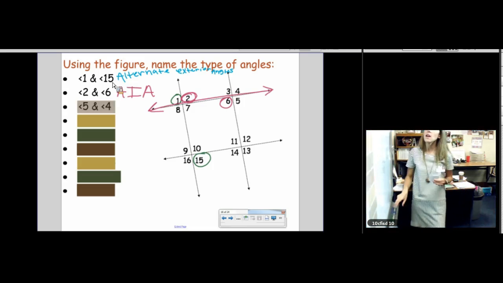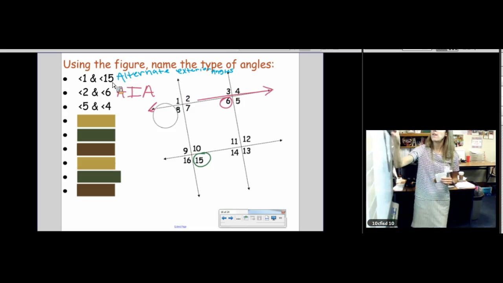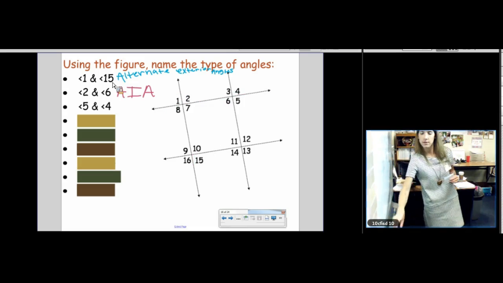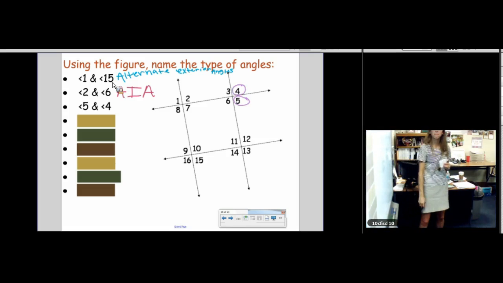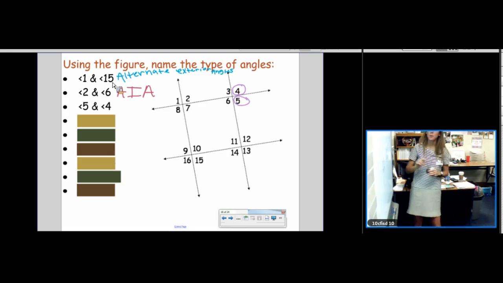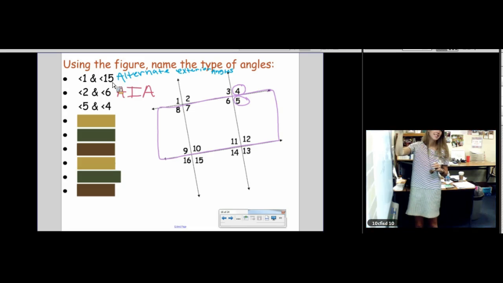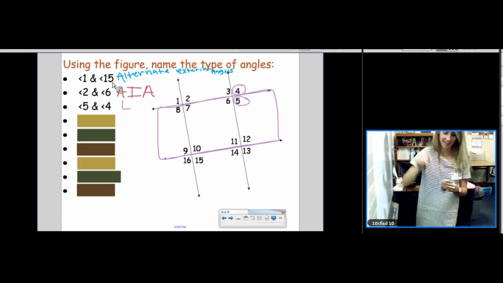Okay. Next one. 5 and 4. Don't say it out loud. Alex, you're up. I think it's the same side interior. They are on the same side. I agree with you. But they're not interior because look, if this was our house, 5 is inside the house and 4 is outside. They're next door neighbors. They form a straight line. Linear pair. Good.